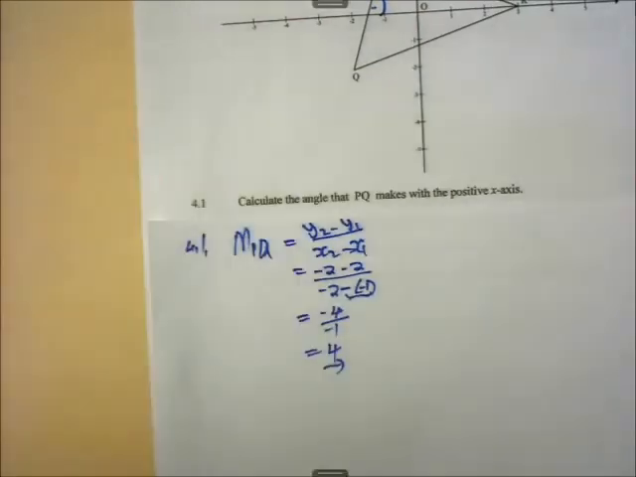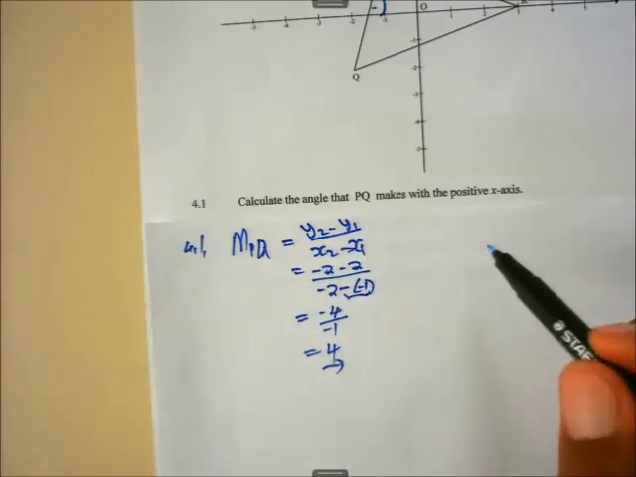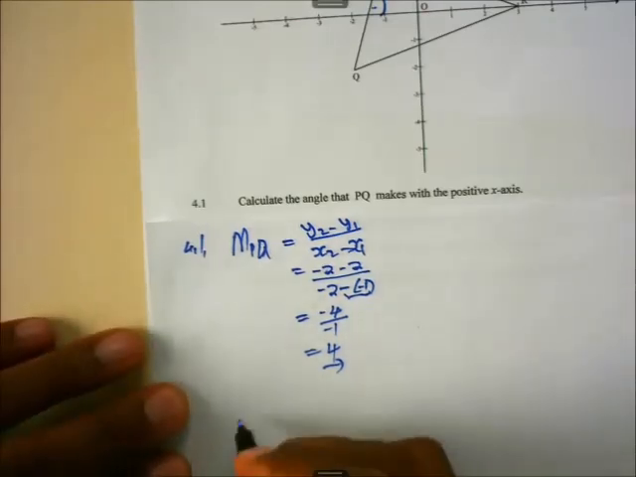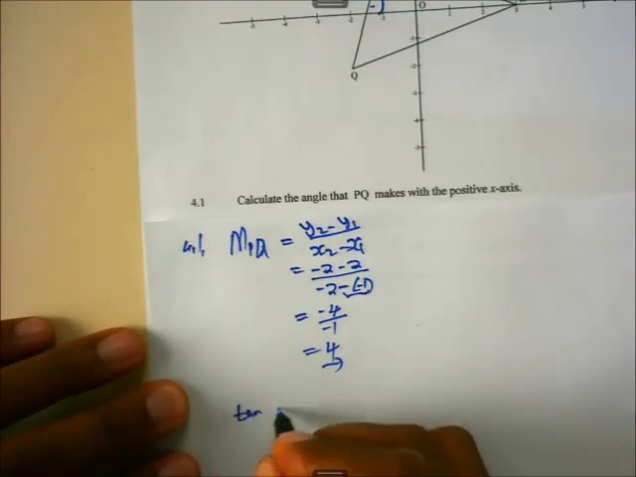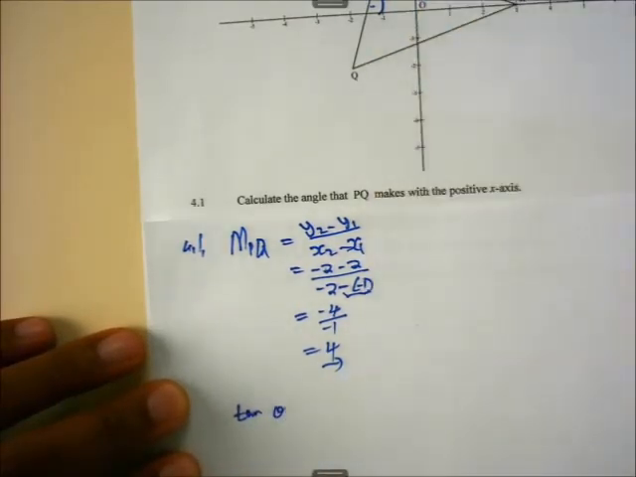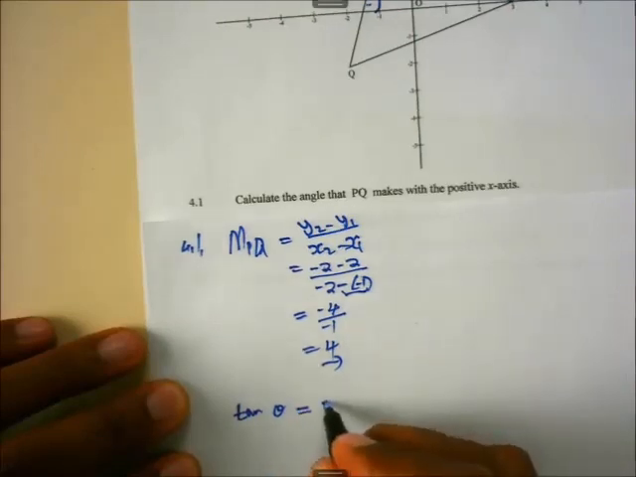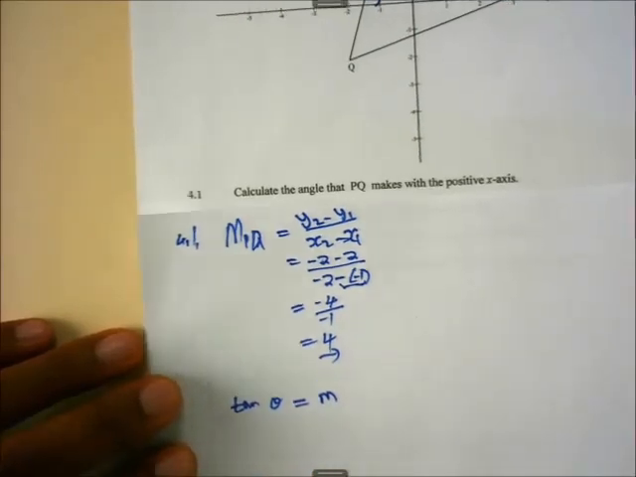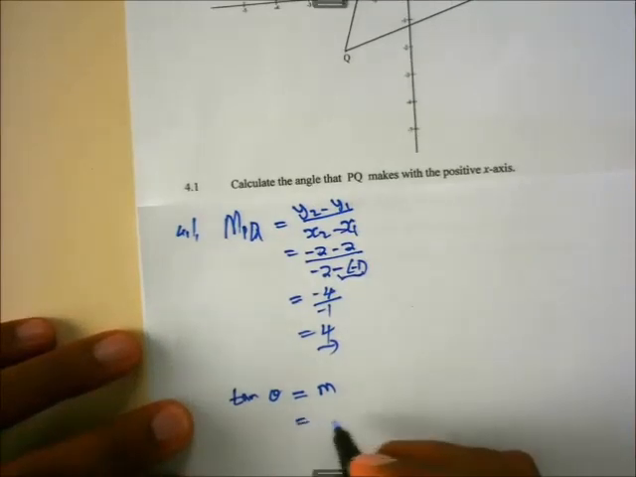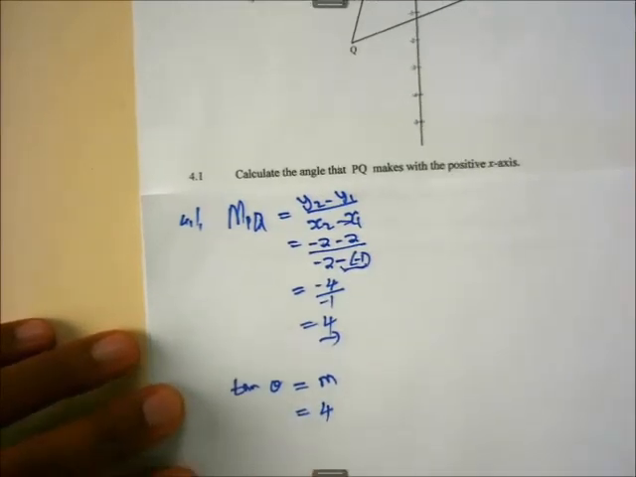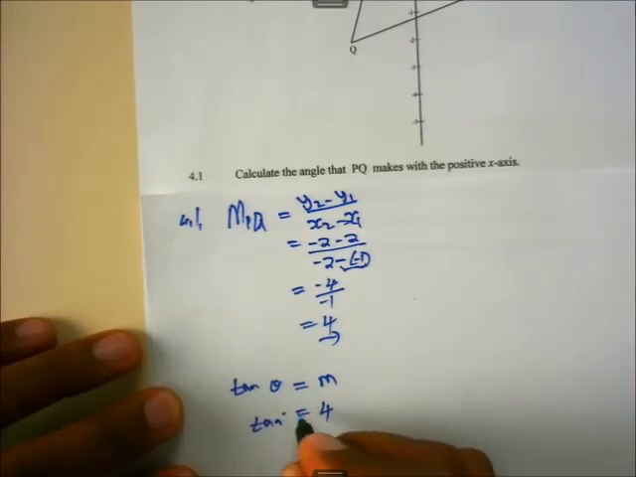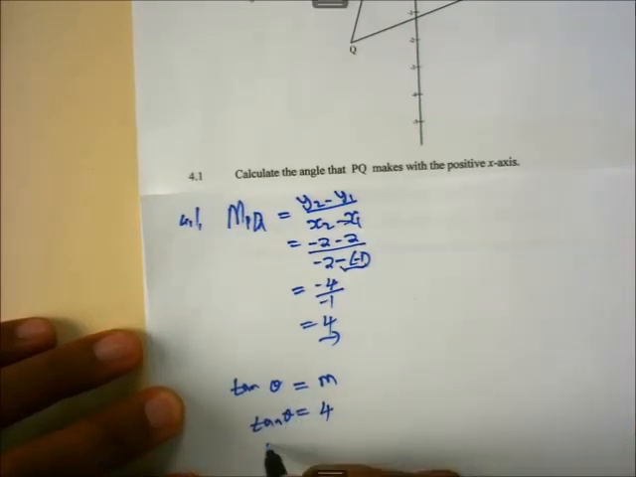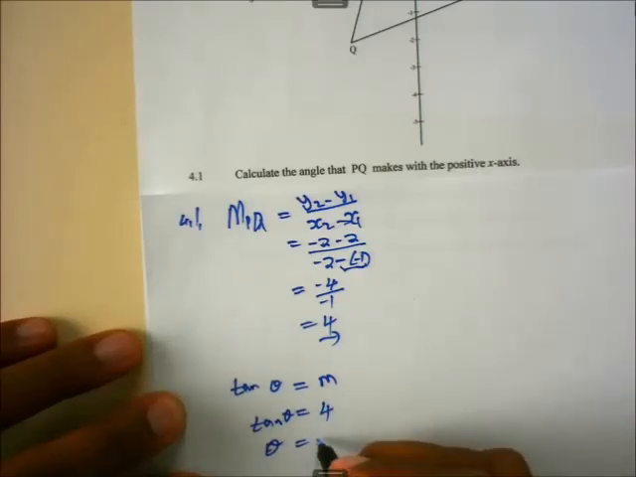Now, which formula do we use when we determine the angle of inclination or the angle that PQ makes with the positive x-axis? Of course, we will say tan of theta, if we name that angle theta, is equal to m. What is our m there? M there is 4. Then from here you remember, you just take the inverse of tan, the arc tan. Therefore, we have the inverse of tan 4 there.